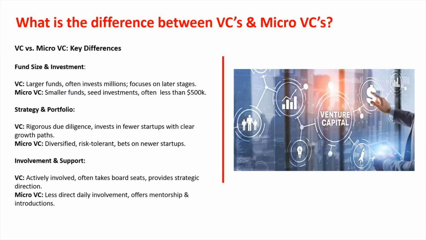Now, the strategy and portfolio. Well, for venture capital, there's a rigorous due diligence process and they invest in fewer startups with clear growth paths. And you're going to see in previous videos of mine, there are very targeted segments that venture capital groups look at, and sometimes it's hard to get them to think outside that box. But micro venture capital is different. They're very diversified, they're risk tolerant, and they make bets on newer startups. And the reason is because of the amounts that they tend to loan out. Anywhere from sometimes $25,000 to $100,000 is a sweet spot for many of these groups.